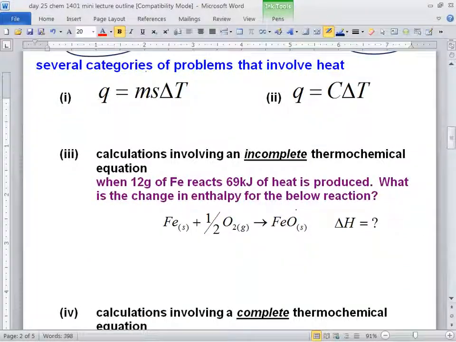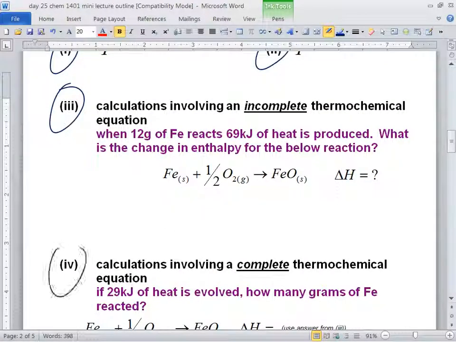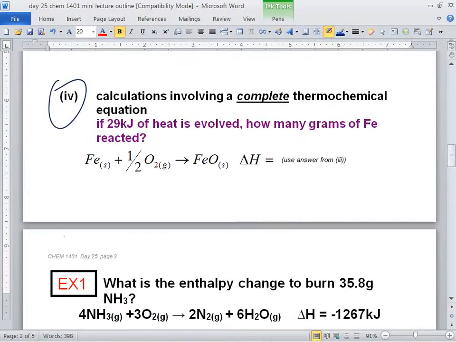Okay, several categories of problems that involve heat. So I count 1, 2. What happened to my 2? Here's my 2. 3, 4. Looks like that's it.